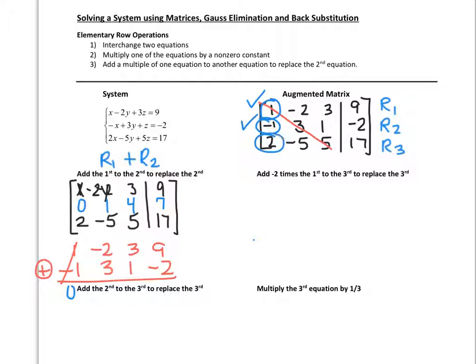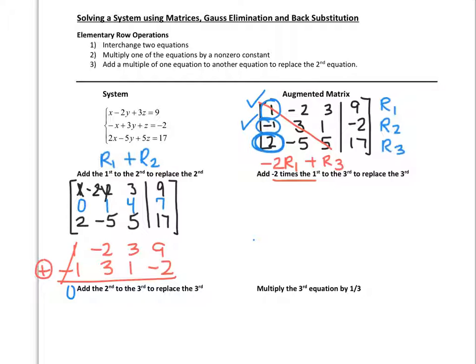So now I've got this term here, now is a 0, so I'm good now. So now I got to work on this term here, and I want to see that that becomes a 0. So how am I going to get this 2 to be a 0? Well, I could take this first row, and I can multiply it by -2. So what we're going to do is take -2 times row 1, and I want to add that to the third equation, to row 3.